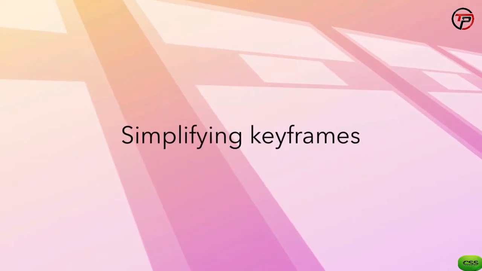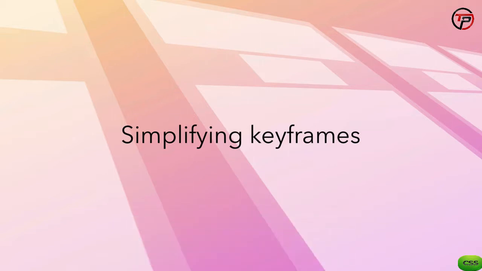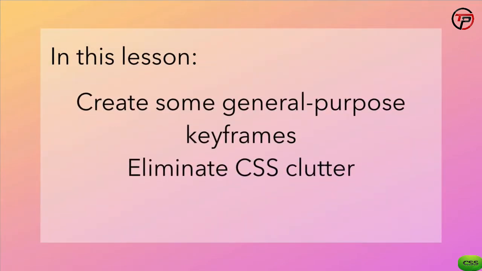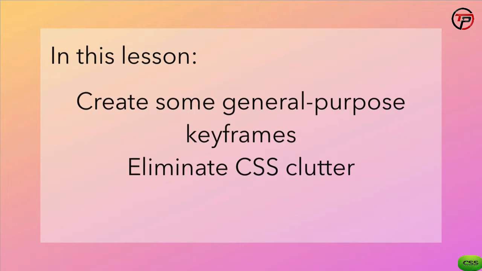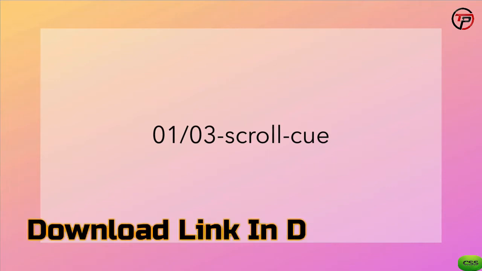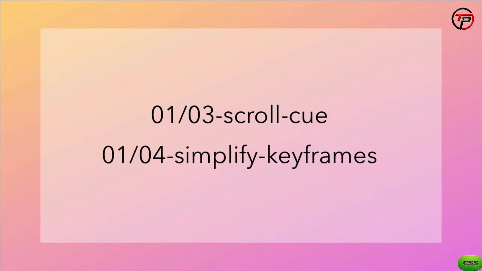Simplifying keyframes. Let's take a moment to look at what we've built and see if there might be ways to optimize things. In this lesson, we'll look at how we can make a more general purpose set of keyframes that can be used in all manner of different ways and eliminate some of the clutter from our CSS files. To continue from the previous lesson, open the sample code zip file and look for folder 03 scroll queue. A completed version of this lesson's code is in the folder 04 simplifying keyframes.